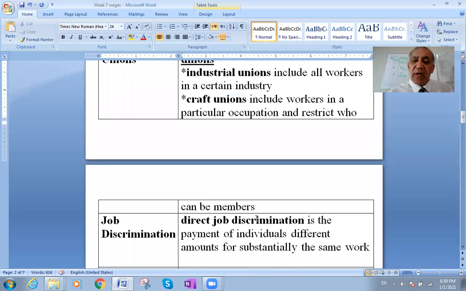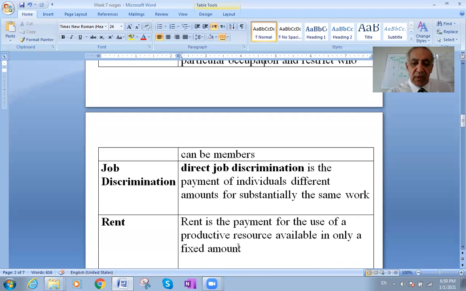The second one is restricted by specifications of the members themselves. That's what we're talking about: job discrimination, which I mentioned just now. Job discrimination is the payment of individuals different, look at the word different, amounts for substantially the same work. They are doing the same work, but they are taking different pay. This is the point.